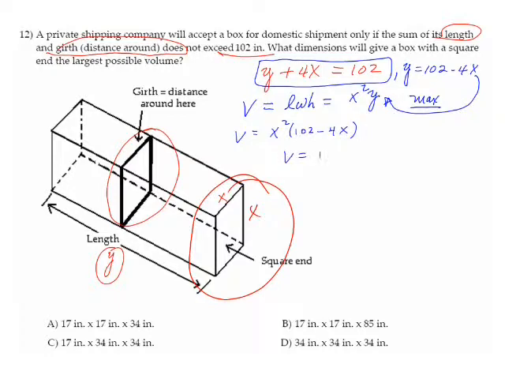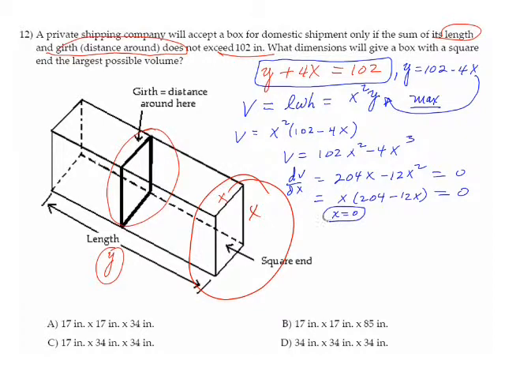And so the volume is equal to 102x squared minus 4x cubed. To find the optimal value of x, we then would take dV/dx, which is 204x minus 12x squared, equals 0. Factoring out an x, we get (204 minus 12x) times x equals 0. And we get a solution that x equals 0, which is of course a trivial solution. The other is that 12x equals 204 and x equals 17.